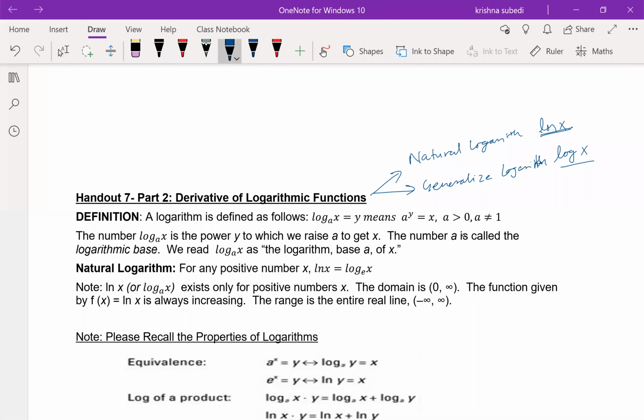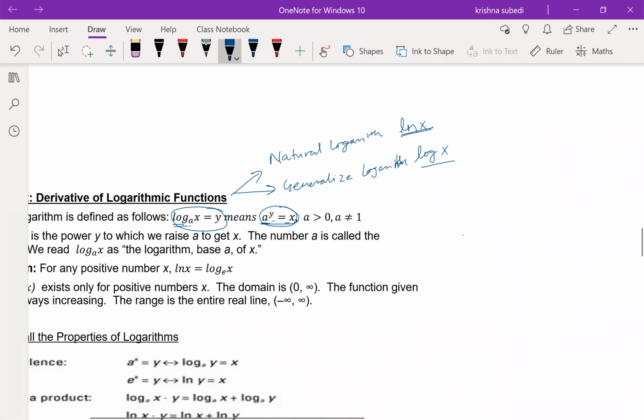So I believe you know what logarithmic functions are, right? A logarithmic function is defined as follows. As you can see, log to the base a of x equals y. What it means is a^y equals x. In other words, exponential functions can be changed into logarithmic functions. I think you have done that in high school.